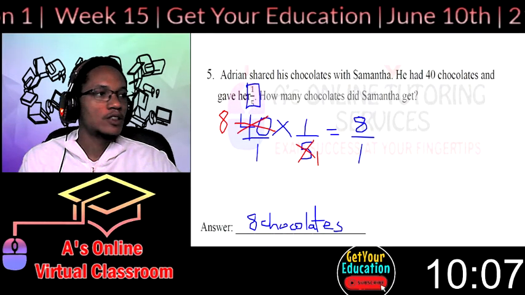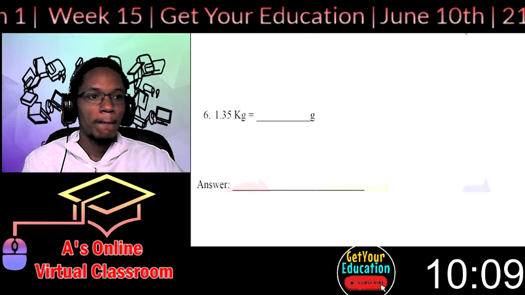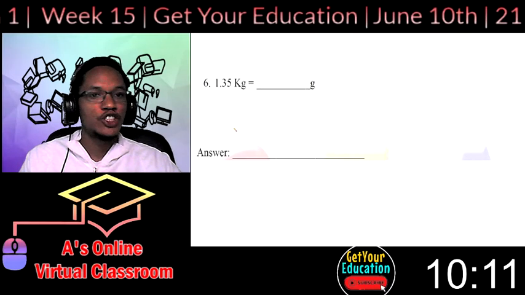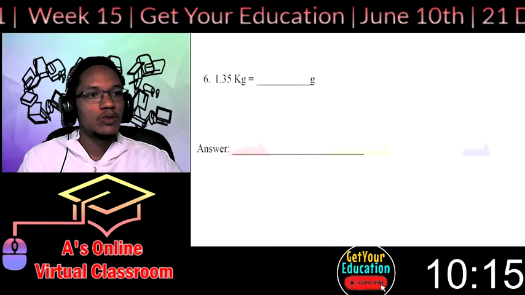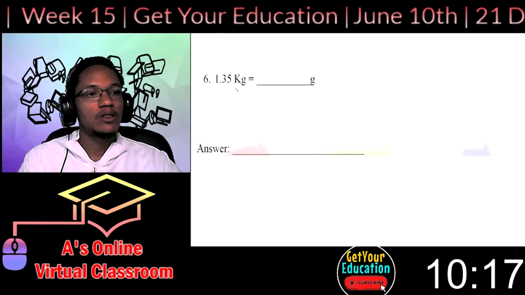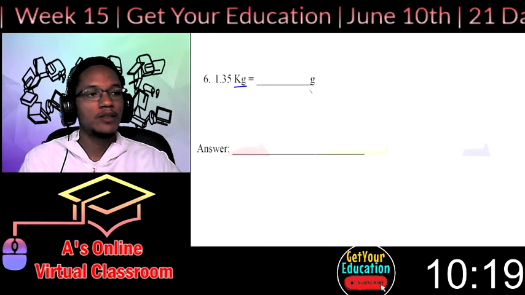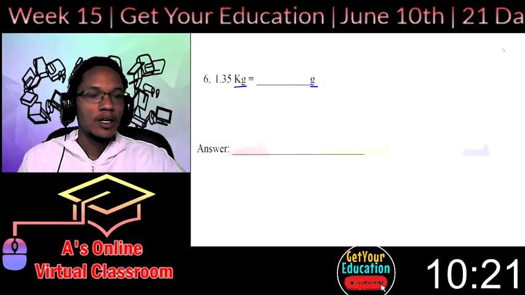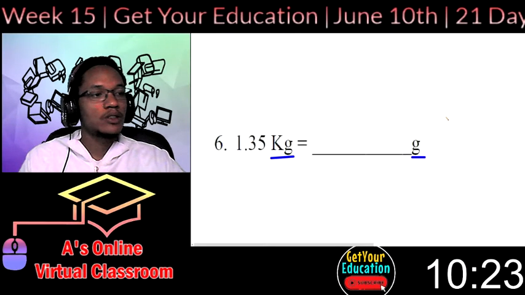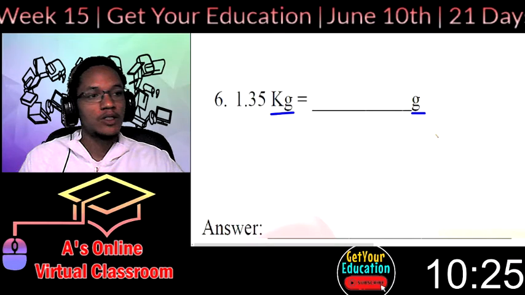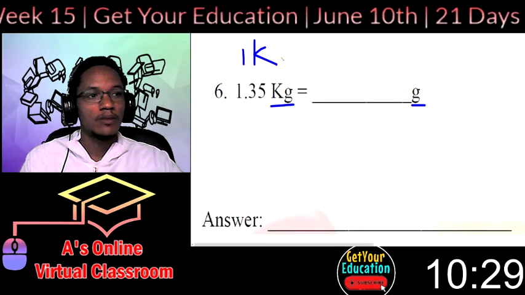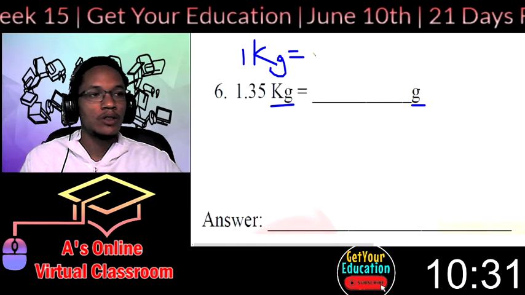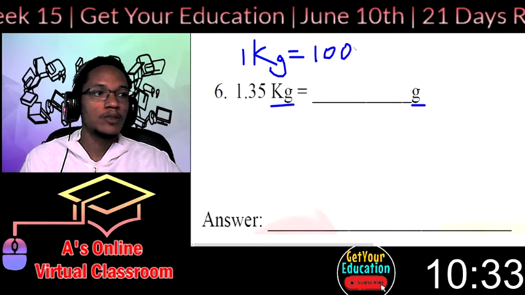Alright, next question. 1.35 kg equals blank g. So this is mass, kilograms versus grams, and in order for us to convert this to grams, we have to know the conversion. 1 kilogram is equal to 1,000 grams.